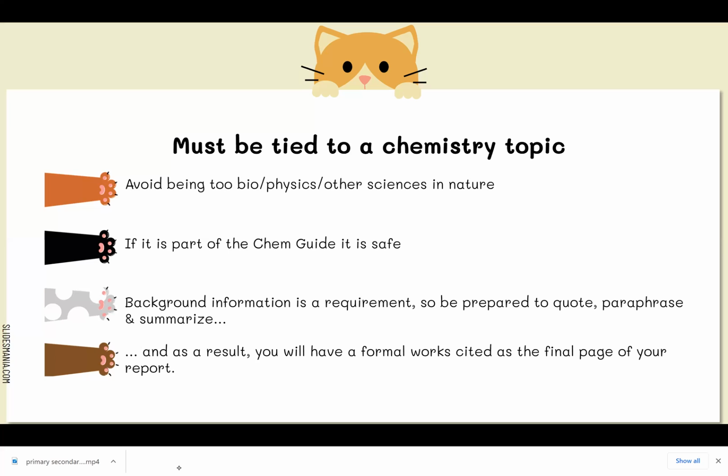Background information is a requirement, so be prepared to quote and paraphrase and summarize. And so that means that you are going to have a formal works cited. I don't care whether you're using APA, MLA, whatever, you just have to be consistent about how you're citing. That's the main thing, just to be consistent.